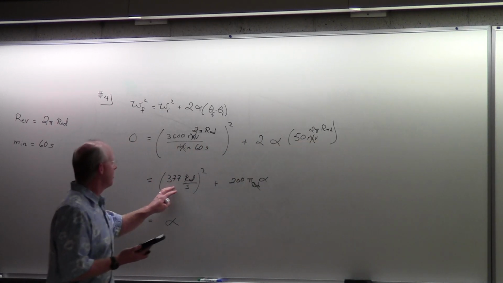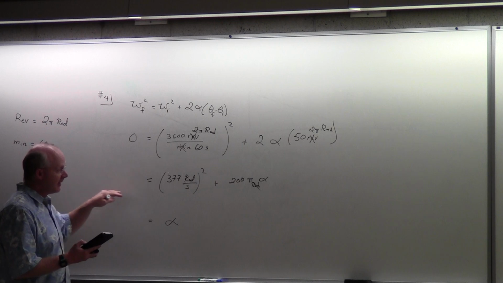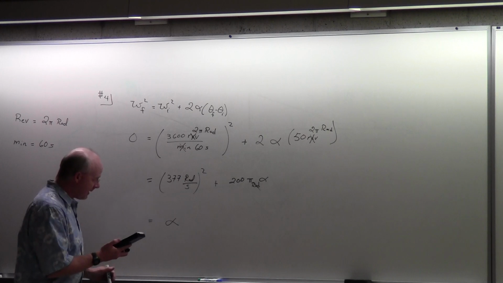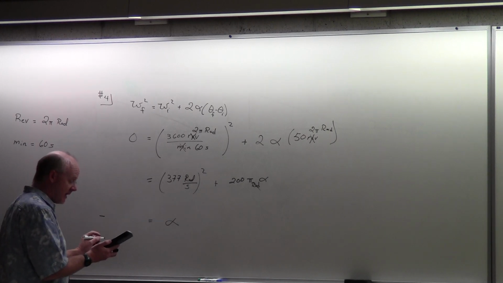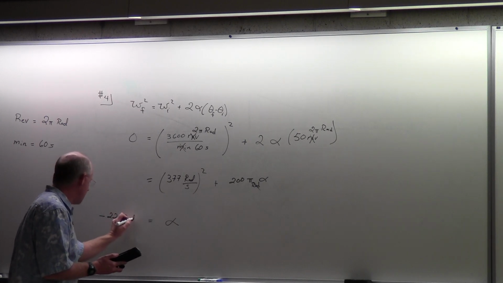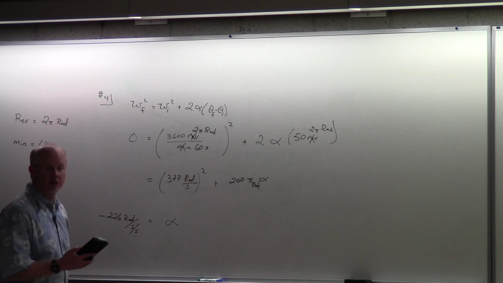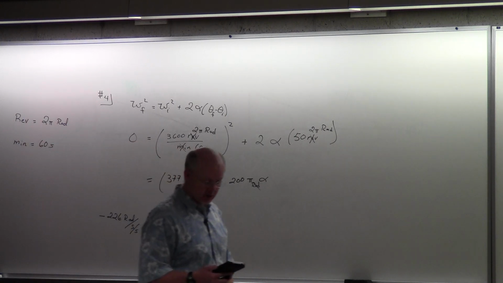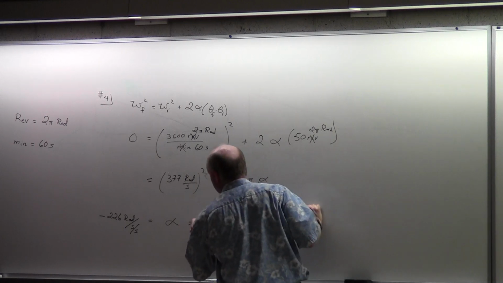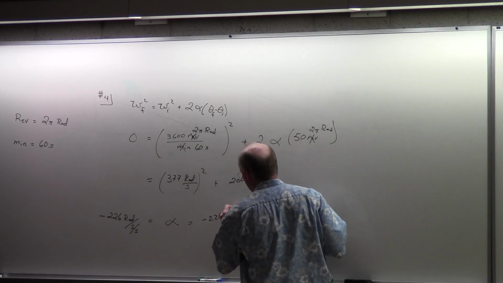So take the 377 squared, move it to this side, divide that by 200, divide that by pi, and I get an acceleration of a negative 226 radians per second each second. And so this thing is slowing down by 226 radians per second each second. We can put second squared. Yeah, probably better. Get rid of the compound fraction. So negative 226 radians per second squared.